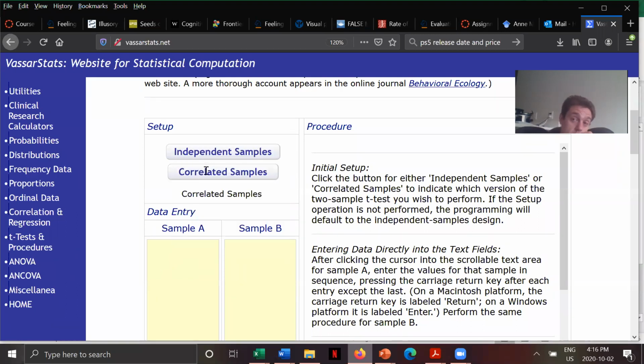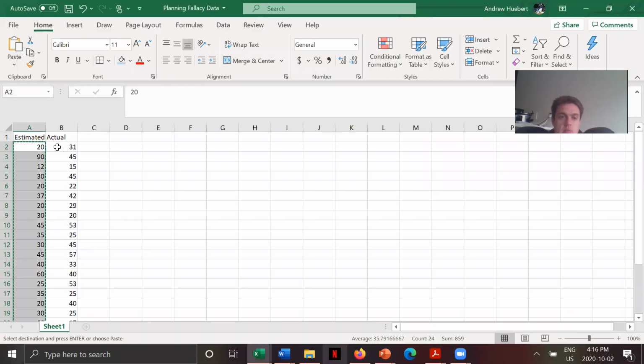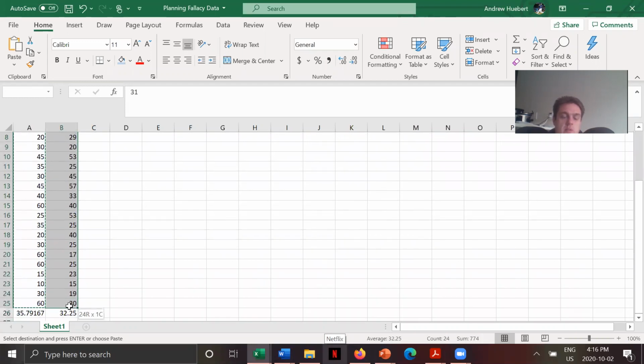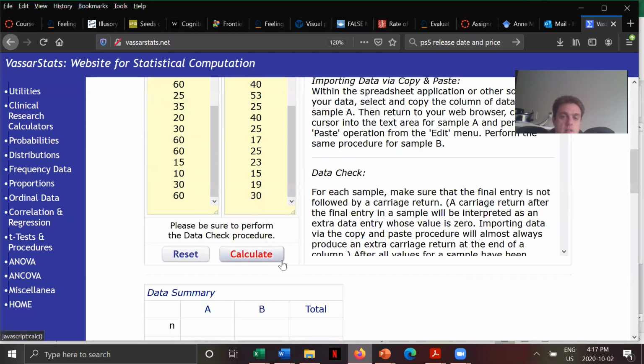Paste it here. Then do the same for actual time. Again, don't grab the mean. Put that in the other one. Hit calculate.